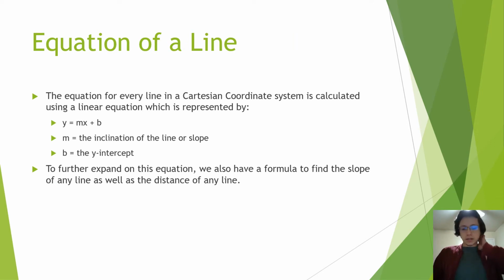So the equation of a line: the equation for every line in a Cartesian system can be calculated using the linear equation, which is represented by y equals mx plus b, where m is the slope and b is the y-intercept, the y-intercept being the part of the line that intercepts the y-axis, whether it be negative or positive. Now, to further expand on the equation, we also have formulas that help us find the slope as well as the distance of any line that we find with y equals mx plus b.